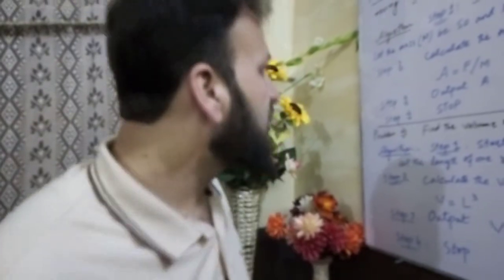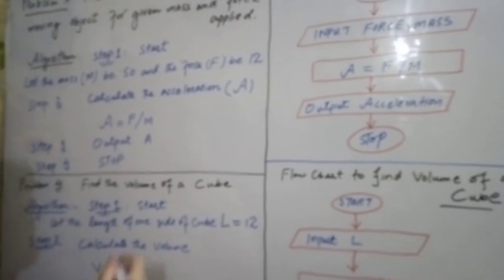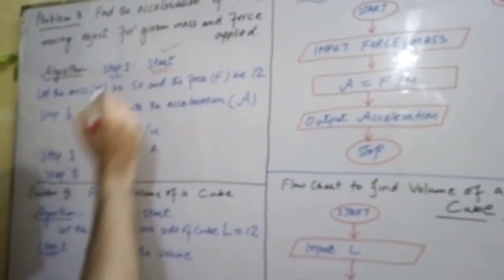Now let's see the board. I have already written the algorithm. Algorithm is the step-by-step procedure written in English. First see step 1, it is always start. In step 1 we always write start.